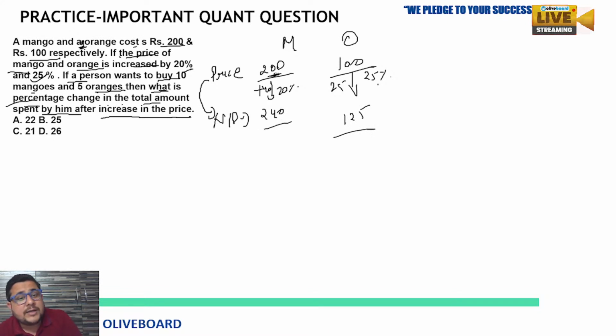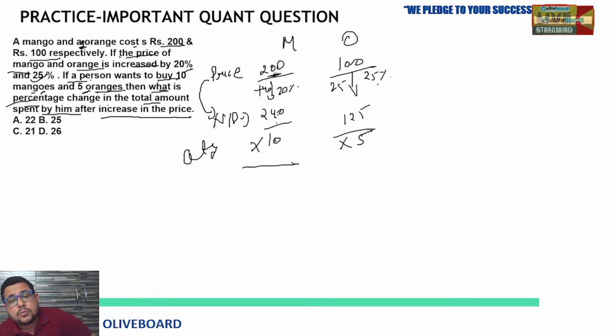So what you need to check here: if a person wants to buy 10 mangoes and 5 oranges, the quantity of mangoes and oranges are not similar, so we will go with the quantity. Now what is the quantity? For mango it is 10 and for orange it is 5. So 240 multiply 10, what are you going to get?